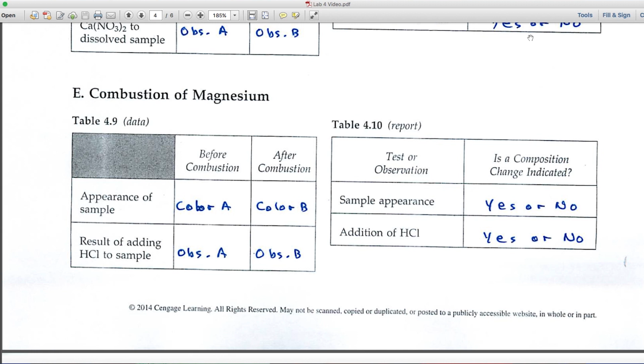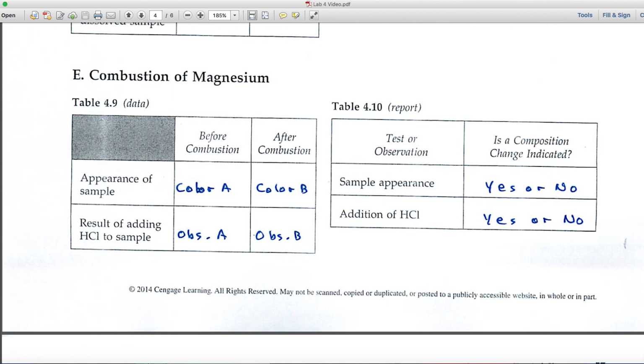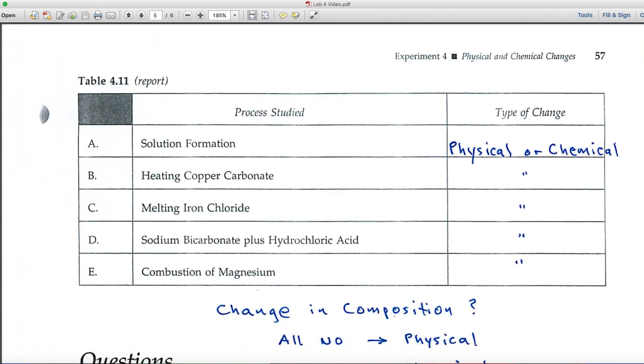And now we take all these report pages or report data and draw some conclusions. In solution formation, if both of the tests came up the same, and in both cases you concluded that there wasn't any indication for chemical change, in other words, two no's, then you'd say physical. If you came up with two yeses, you'd say chemical. If you came up with one no and one yes, you'd still say chemical, because one of the tests is indicating that you've got something different.